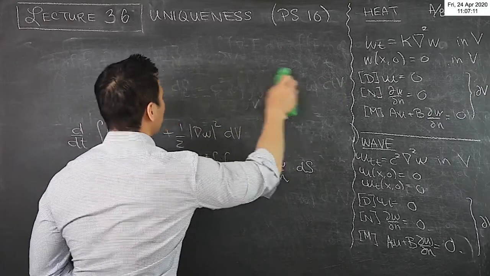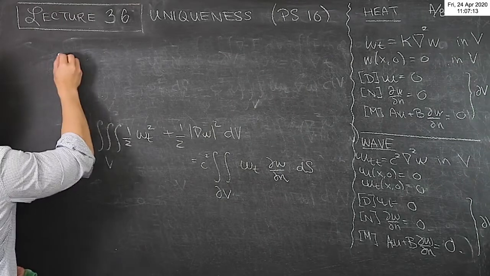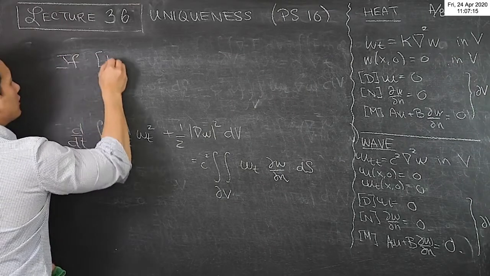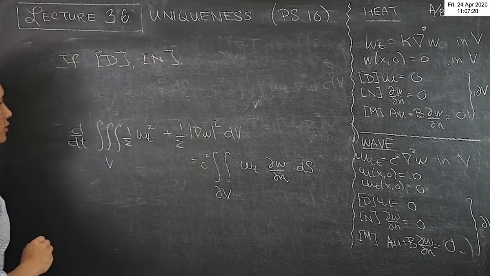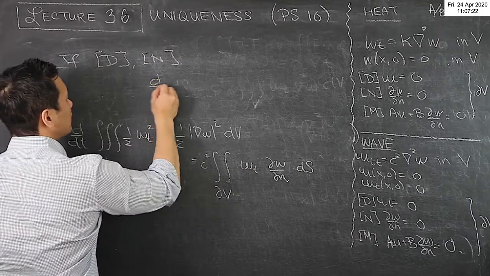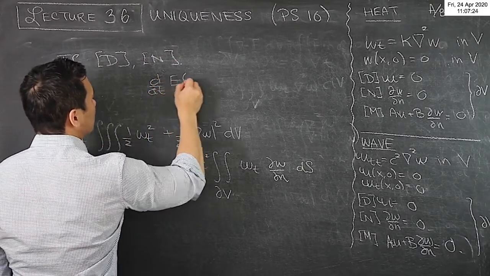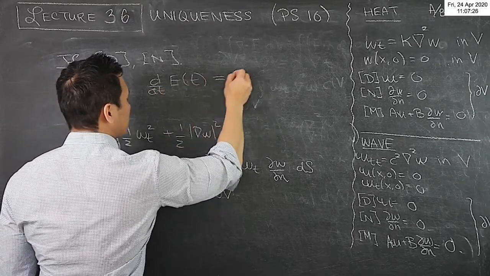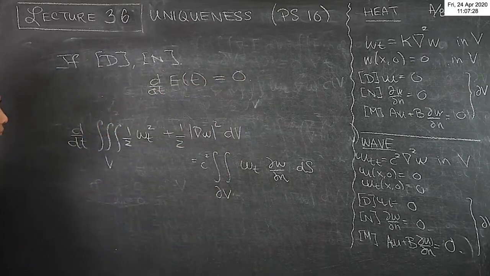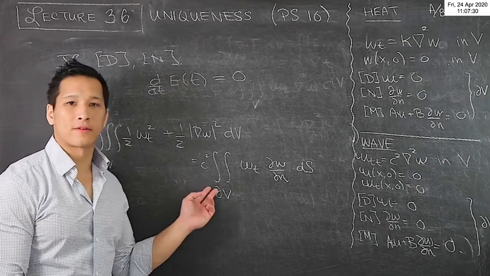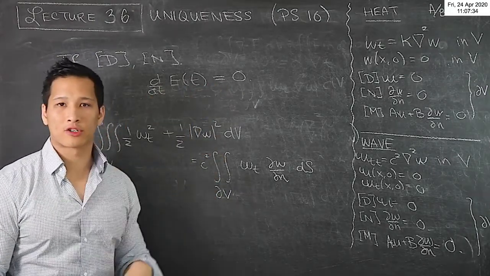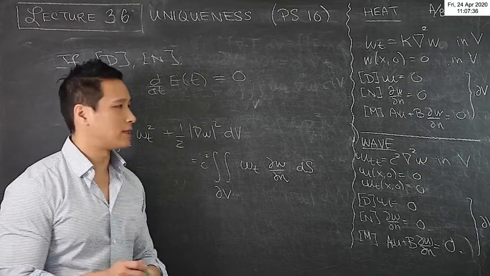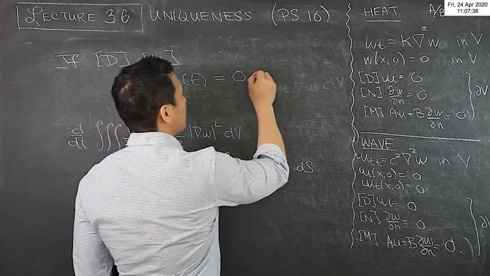But you've concluded then that if you have those two boundary conditions, Dirichlet and Neumann, then you just have d/dt of the energy is equal to 0. Okay, so unlike the case of the heat equation where this was less than or equal to 0, here you just get to straight up conclude that d/dt of the energy is 0, so the energy has to be constant.